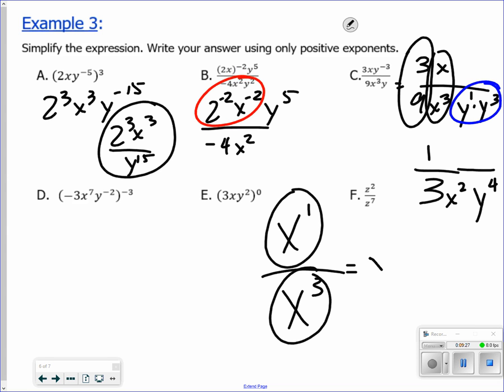Now, if you do decide to always do top minus bottom, that's not wrong. It just means you're going to get a negative when the bottom is bigger, and you're going to have to do the reciprocal when the bottom is bigger. So I'm saving you a step by doing bigger minus smaller.